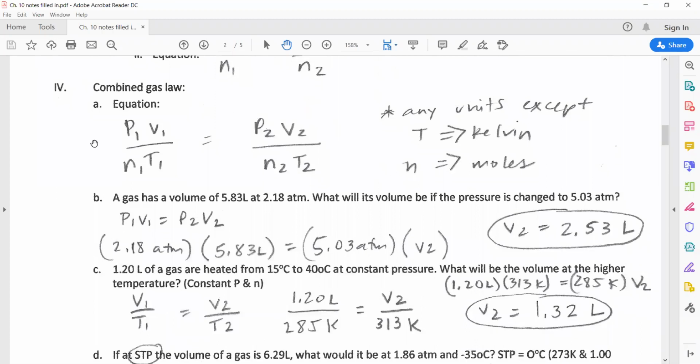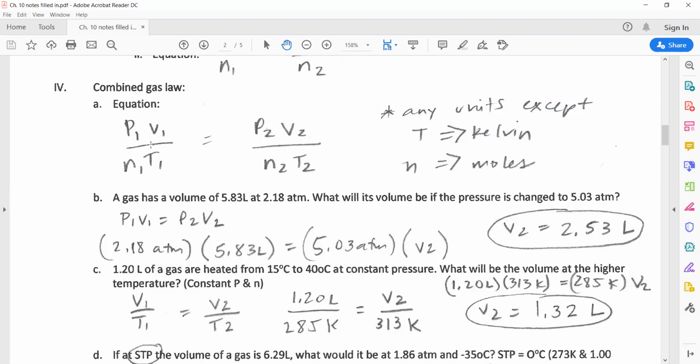We can put any number of these variables together. So all of those laws just simplified it into two variables at a time. This is called the combined gas law, and it can get us to any of those equations. So here we have P1V1 over N1T1 equals P2V2 over N2T2. So what we know is that if we are only looking at P and V, if the N and T are staying constant, you just X out the N and T, and you're back to Boyle's law, which is P1V1 equals P2V2.